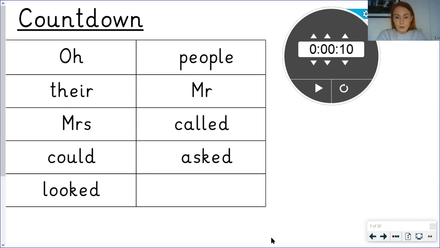Okay, I'm just going to stop sharing my screen to introduce the new sound. So everybody knows what this sound is. It's a J. Can you say it? J. J. J as in jug. You know that one, don't you?